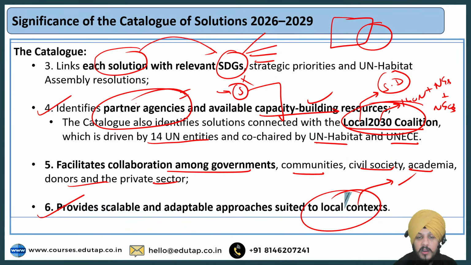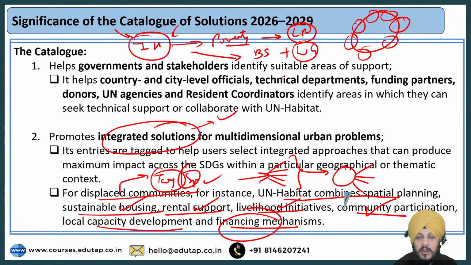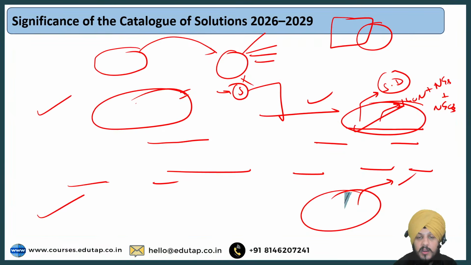Now you don't have to enter into details. Don't try to get into a lot of details, otherwise it will be difficult for you to retain a lot of information. But wherever value addition is required, we have done that. For example, you can talk about the Local 2030 Coalition. You can also talk about the displaced communities, how it has been written. So these sorts of points you can remember.